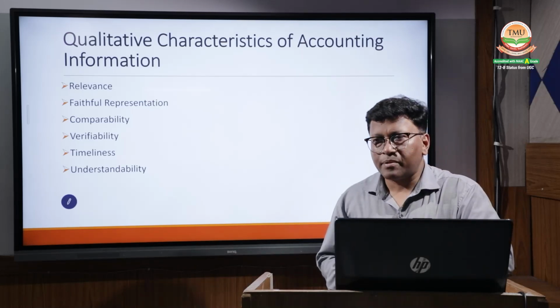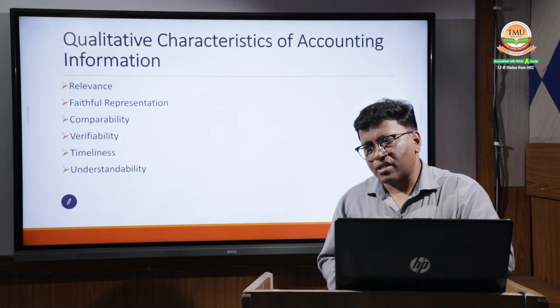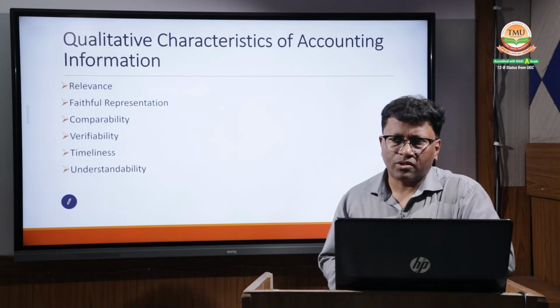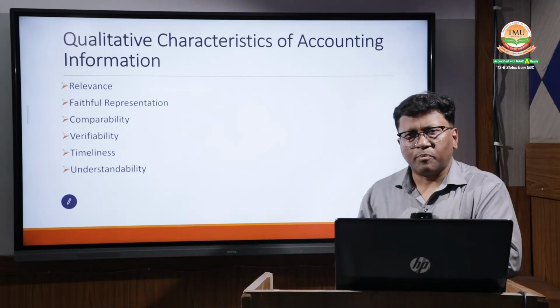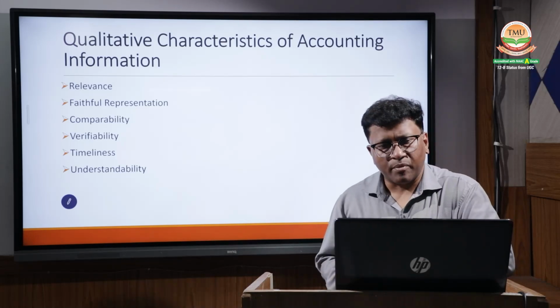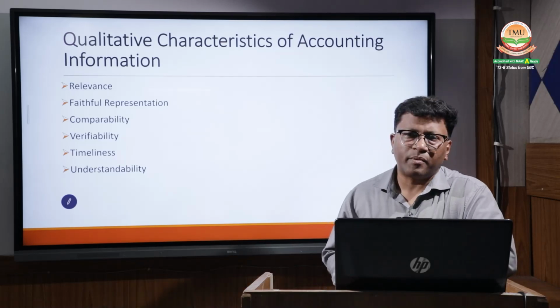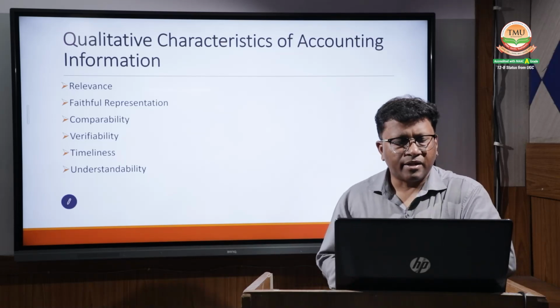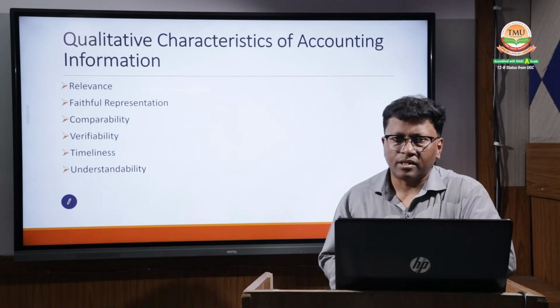And faithful representation, no doubt, means the accounting information system is an unbiased system, because if the accounting system is biased, if there is manipulation in the accounting system or the accounting information, then there is no role of accounting. So accounting information should be unbiased, and faithful representation should be there in the books of accounting or in the records of accounting, right?